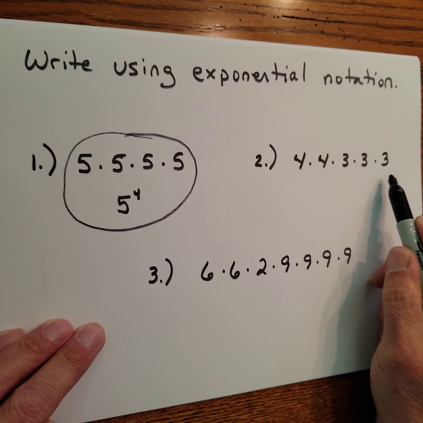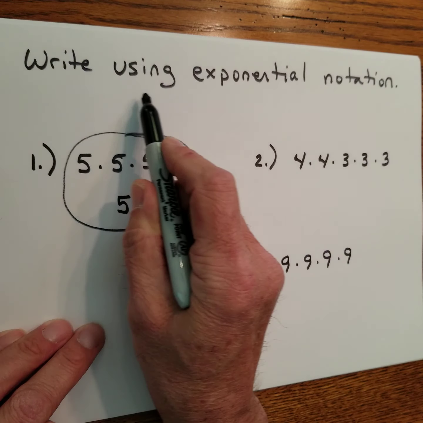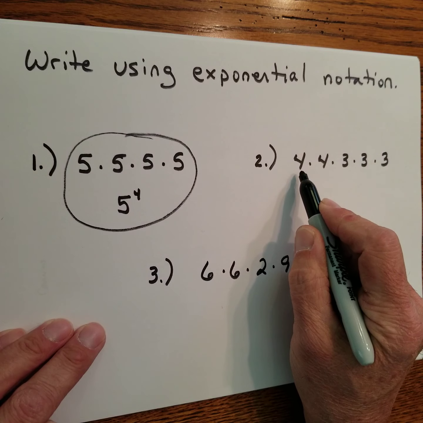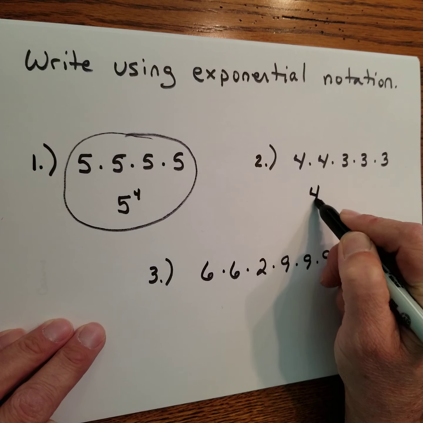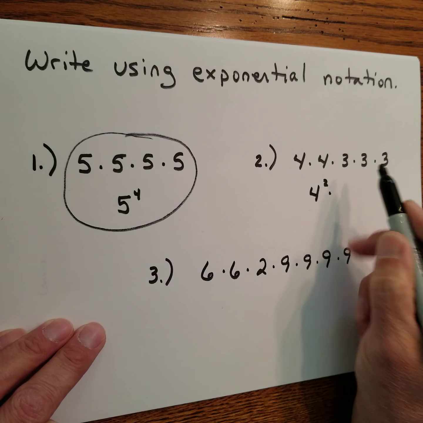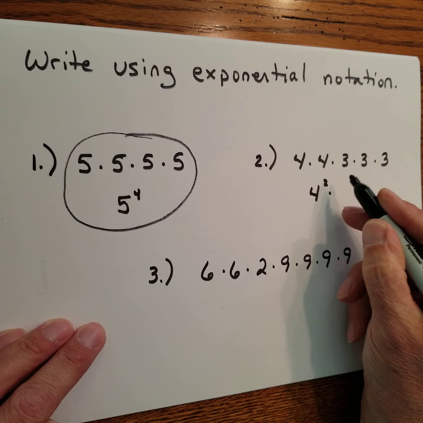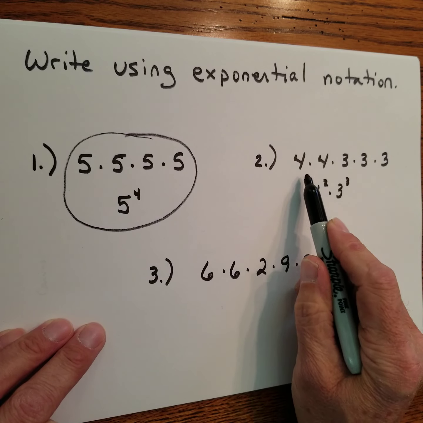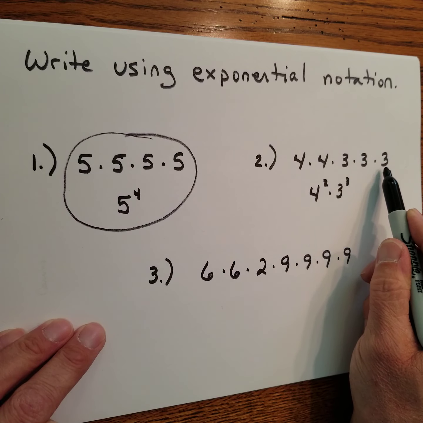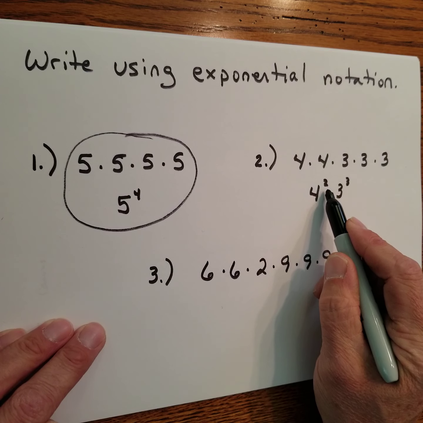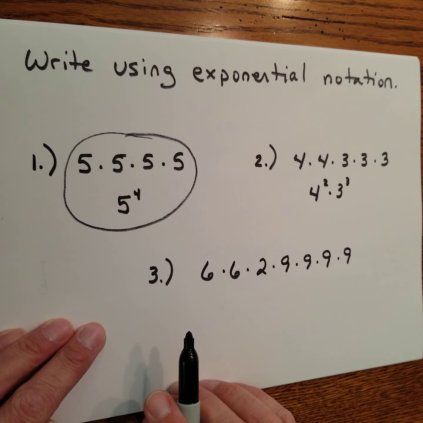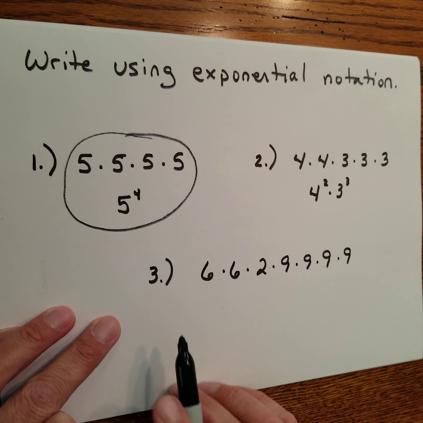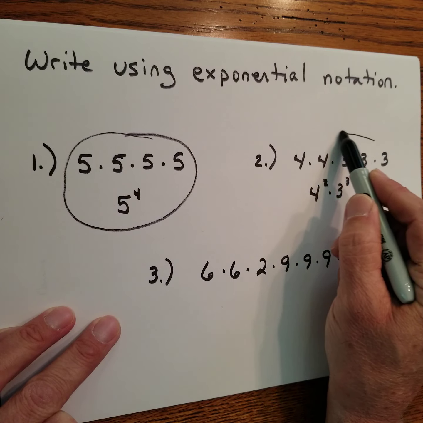Rather than multiplying all of this out, we are to write it using exponential notation. So what I see is I'm multiplying 4 times 4, that's 2 4s, and I'm multiplying 3 times 3 times 3. That's 3 3s. So 4 times 4 times 3 times 3 times 3 is the same as 4 to the 2nd power times 3 to the 3rd power. That's exponential notation.